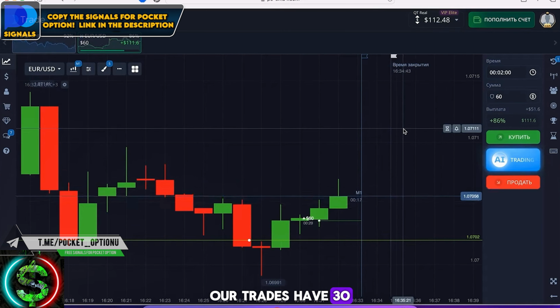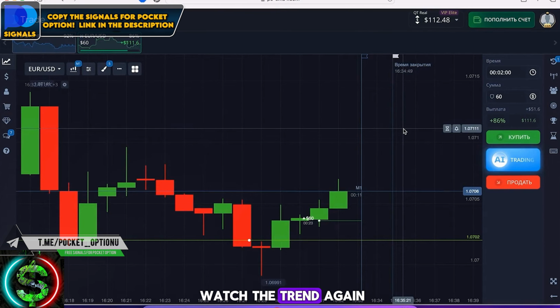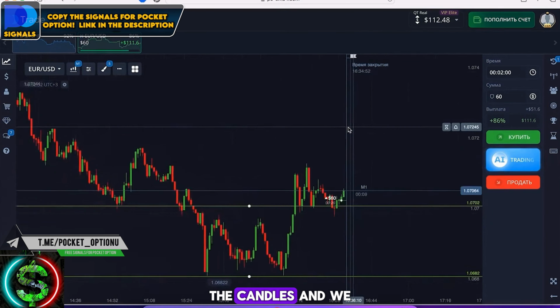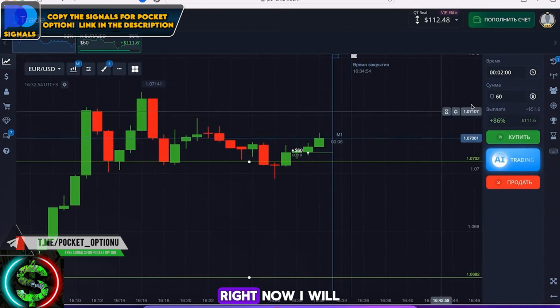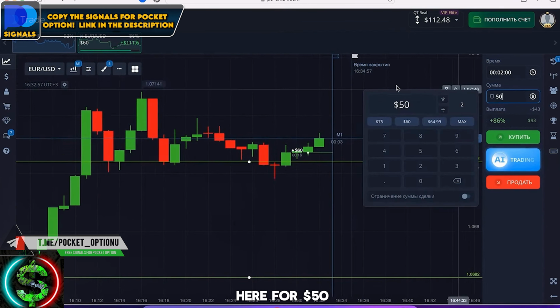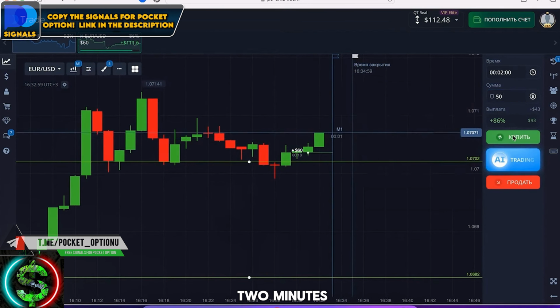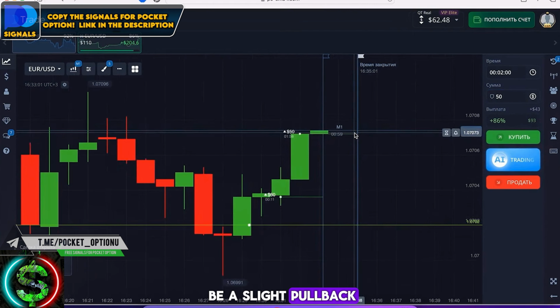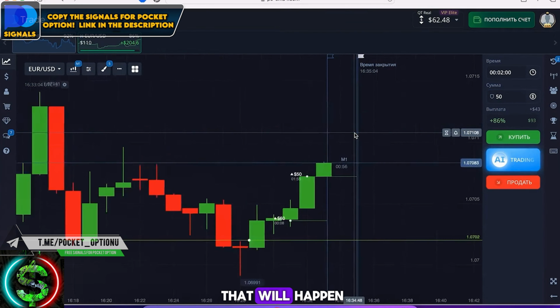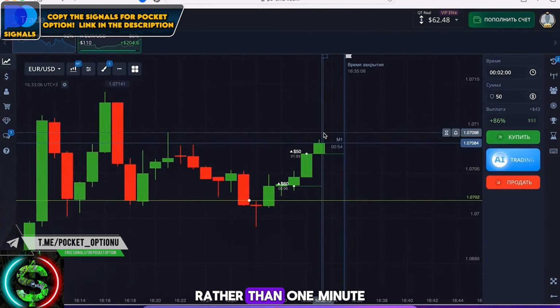Our trades have 30 seconds left, and I decided to pause a bit at this moment, so now we will watch the trend. Again, the candles, and we will try to open for an increase right now. I will take the first trade here for $50. Let's take it for 2 minutes. I think there will be a slight pullback from us now. I am afraid that will happen, so I will take it for 2 minutes rather than 1 minute.